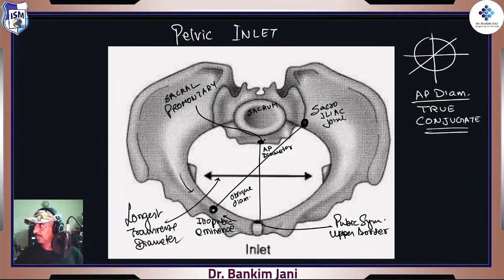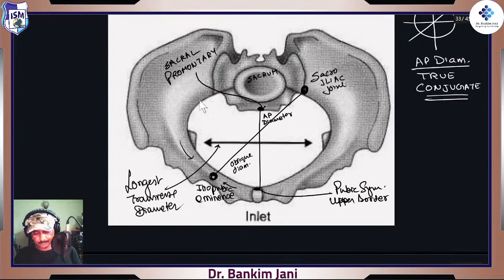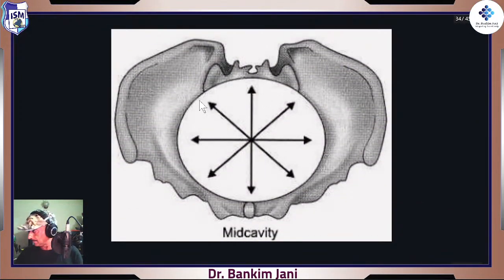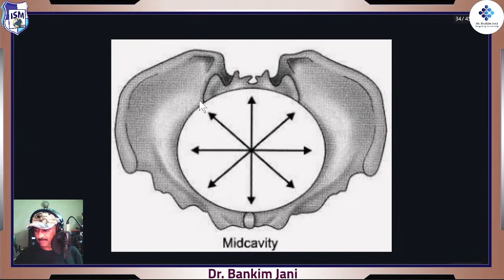Now comes the second part. This is mid cavity, right? So this mid cavity is where all diameters are equal, because now this is a cavity, right? This is a cavity, so that is the mid cavity. So here every diameter is the same. So what is over here?